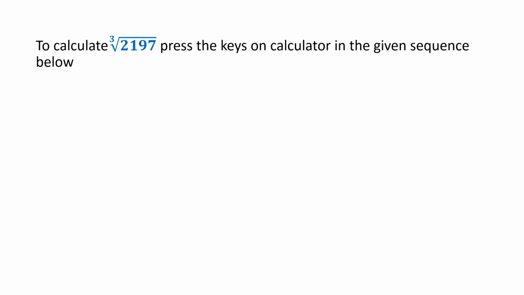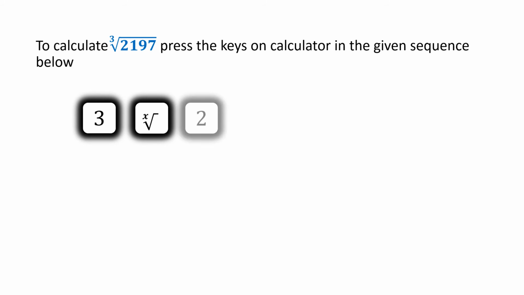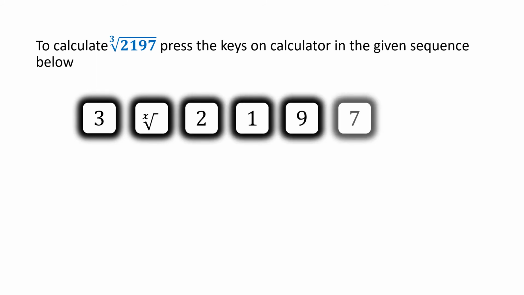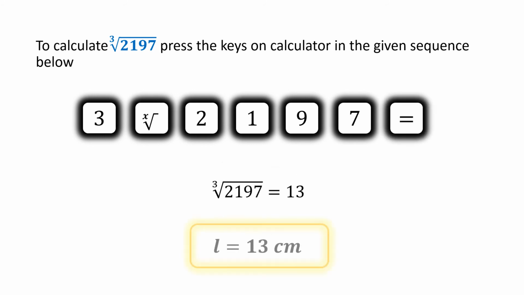To calculate the cube root of 2197, press the keys on the calculator in the given sequence below. 3, x root, 2, 1, 9, 7, equals. So the length of one side of the cube is 13 centimeters.